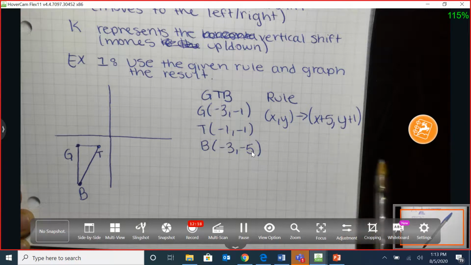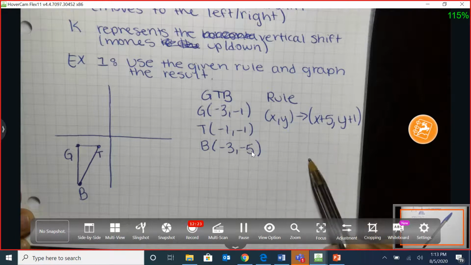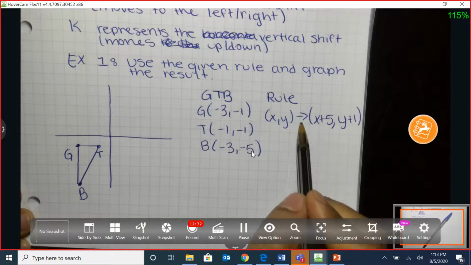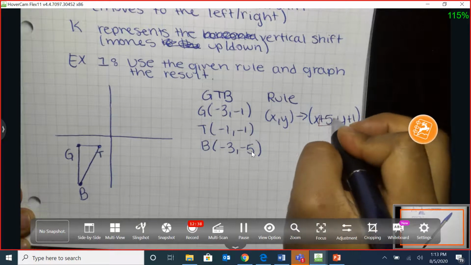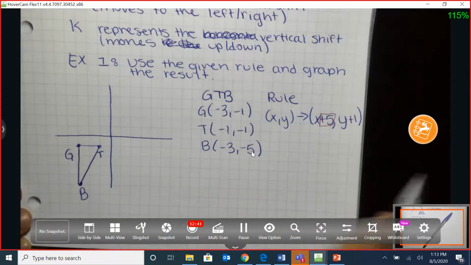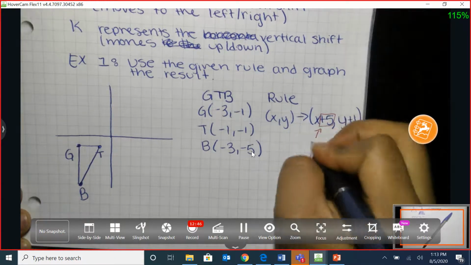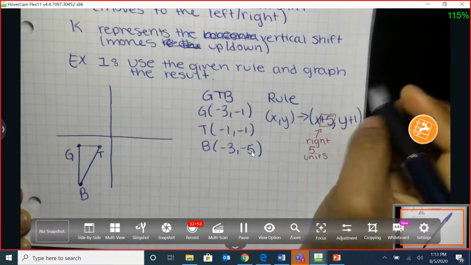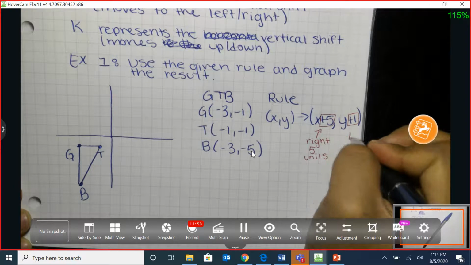The first way to do it is by simply looking at the rule and asking, how many units am I going to go to the left or to the right? And how many units am I going to go up or down? The first one, remember, x comes first. Because this is a positive number right here, do you think I'm moving to the left or to the right? Exactly, you're going to go to the right 5 units. And then the same thing on the y-axis. Is it positive or negative? Well, it's positive. Therefore, which direction am I going to go?